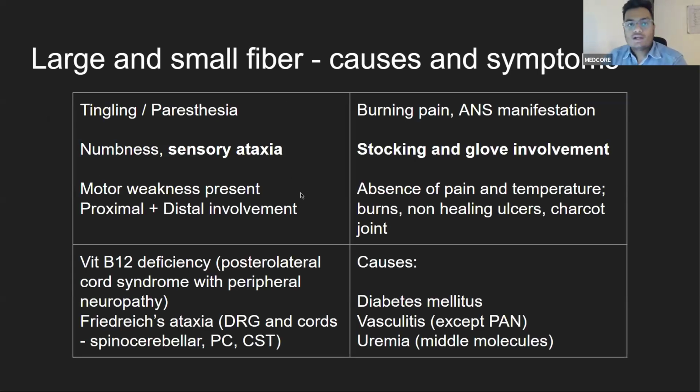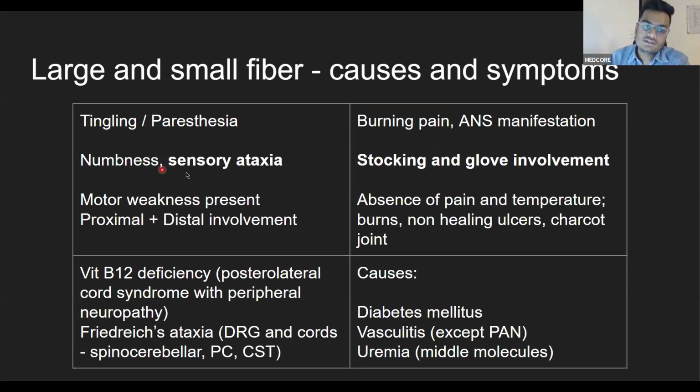So when we read about large and small fibers, large fiber, I told you, is dorsal column and corticospinal tract. When dorsal column is affected, the patient has tingling and paresthesia, some numbness and sensory ataxia. Because the corticospinal tract is affected, the patient will have motor weakness, which will be a proximal plus distal pattern. All right. The common examples are vitamin B12 deficiency and Friedreich's ataxia. Just read what I'm telling right now, it will make sense.